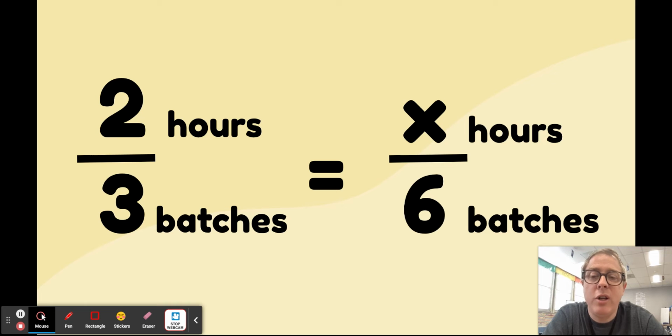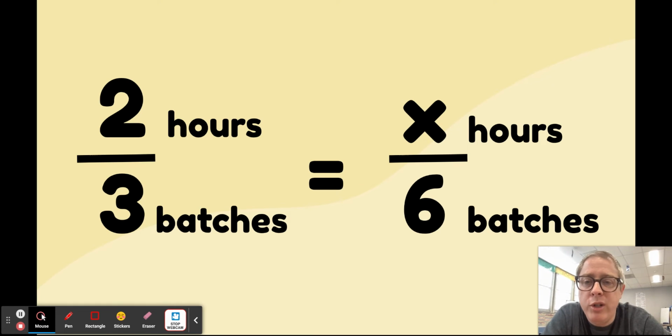All right, notice also that I've lined this up so that batches is in the denominator on both fractions. That's very important, okay? I couldn't do 2 hours to 3 batches and then on the other side do 6 batches to X hours. If I put hours in the numerator and batches in the denominator, for my proportion to be a proportion, I have to put hours in the numerator, batches in the denominator on the other side, okay? I could do it the other way if I wanted to. I could put batches in the numerator, hours in the denominator, but then I have to follow up with 6 batches in the numerator, X hours in the denominator. All right, hopefully that makes sense.